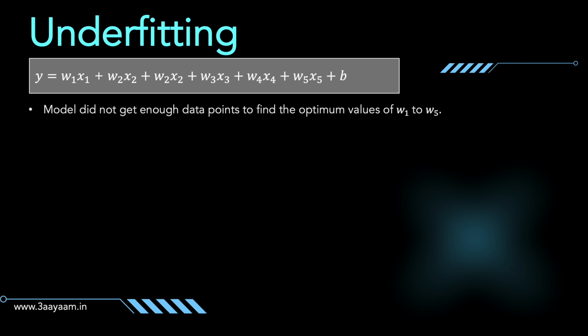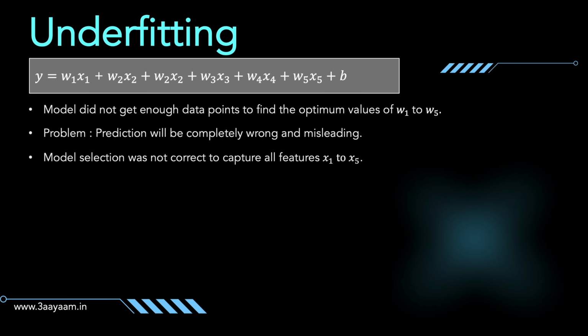W1, W2 to W5. By now, you know that the purpose of the model training is to find the optimum value of the weights or the parameters. In this equation, those are W1 to W5. If there are not enough data points, then the value of these weights or parameters will not be optimal. And that's what underfitting is. So if the model is underfitted, there can be tremendous problems. And the major problem is that the prediction will be completely wrong and misleading because the weights can be way off than the actual values.